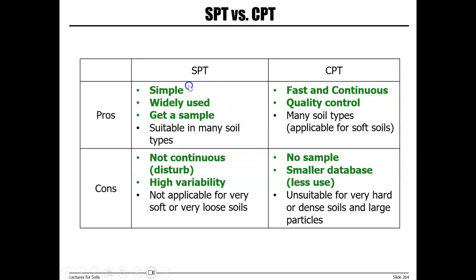So SPT is a simple test, widely used. It provides us with a soil sample suitable in many soils. It causes disturbance. It's not continuous. And there, because of disturbance, there is high variability in the results. It's not suitable for very soft or very loose soil.